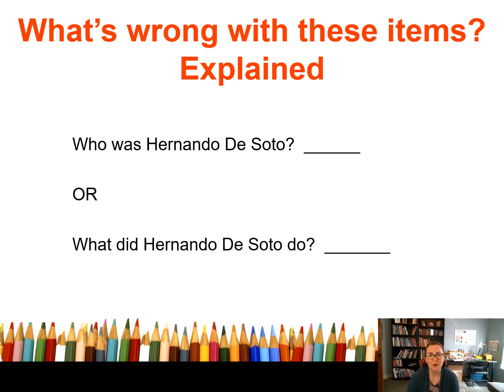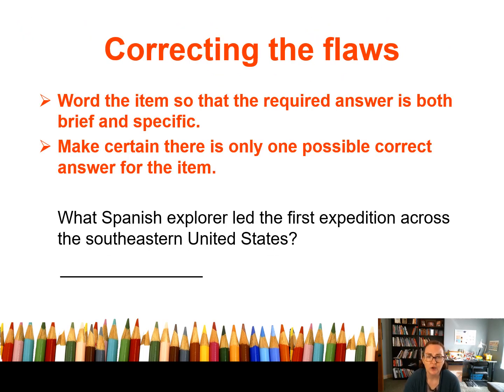These could be entire essays, an entire book about who was Hernando de Soto and what did he do. So you want to make sure that your question limits what they can say. So be specific about what you want them to tell you about Hernando de Soto. So word the item so that the required answer is both brief and specific. You also want to make certain there's only one possible correct answer for the item. So for this one, what Spanish explorer led the first expedition across the southeastern United States?